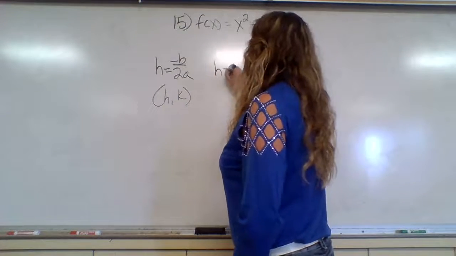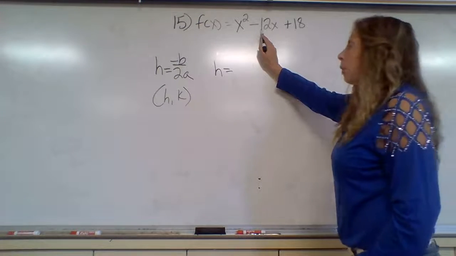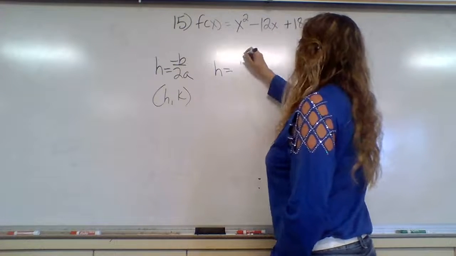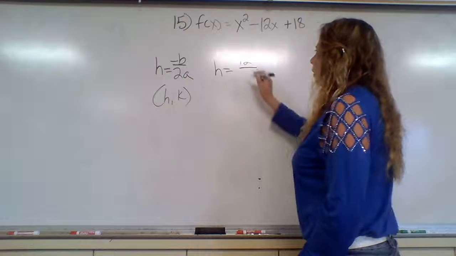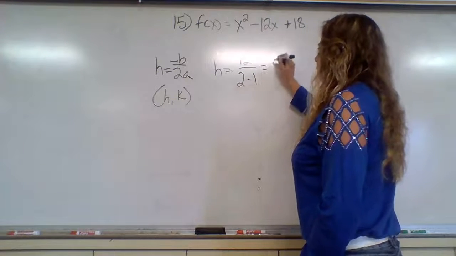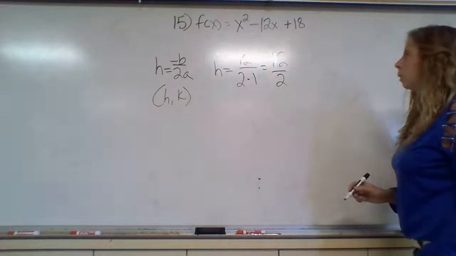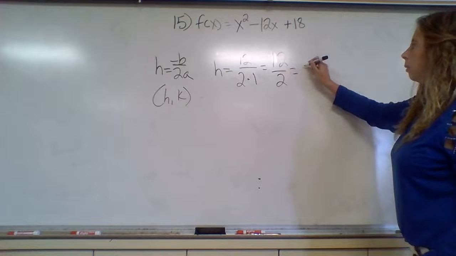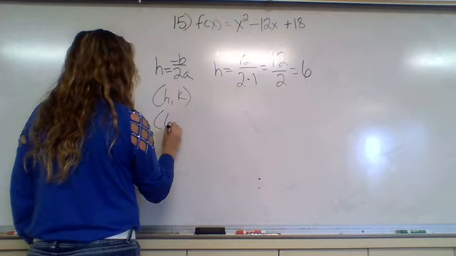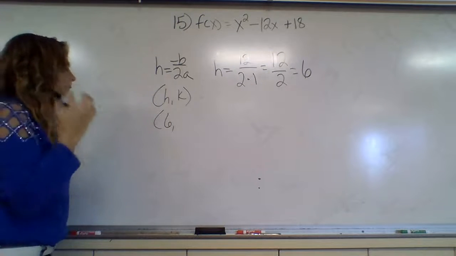h equals negative b. So b is negative 12. So that makes it a positive 12, because you have a negative and a negative. Positive 12 over 2 times a. a is 1. Equals 12 over 2, which is equal to 6. So that's half of your vertex. So you know h. Okay, so now find k.